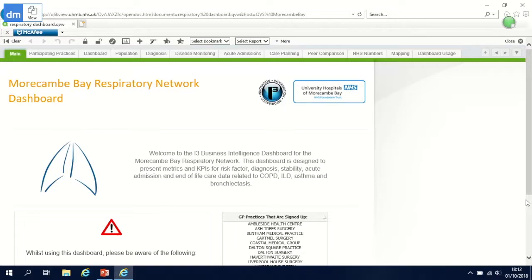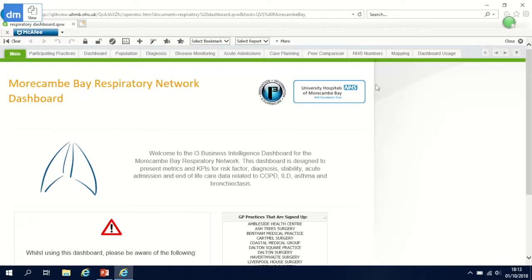So, here is the dashboard when it's opened up. You'll see there are several tabs across the top which collate the data into pages relating to the MBRN service specification, and a few others for information. I'm not going to go into too much detail as I'll do that in a further video, but let's start with a great piece of news.